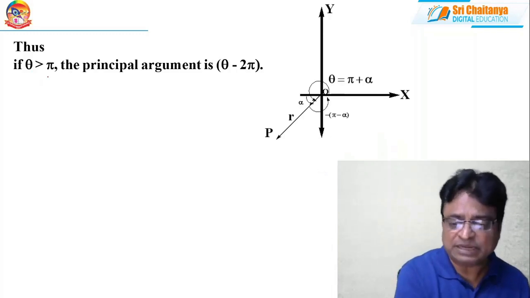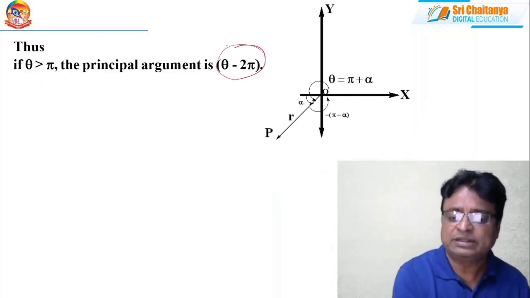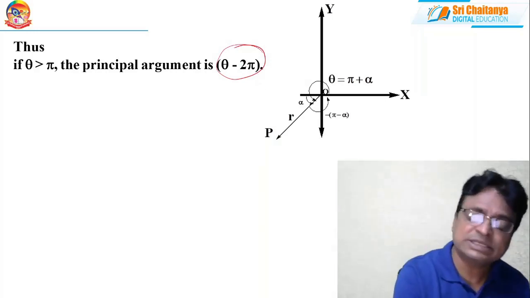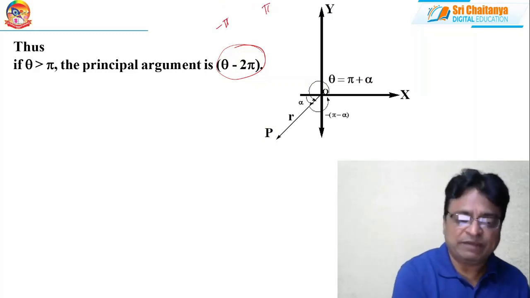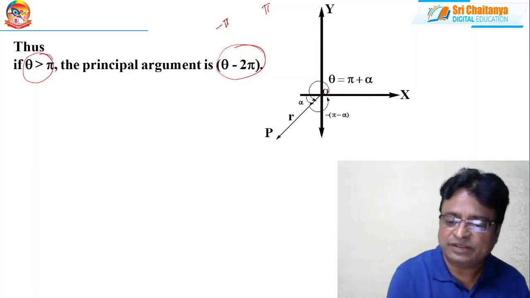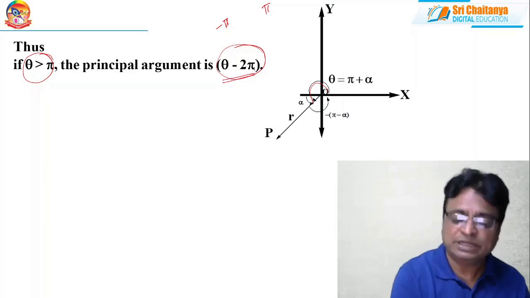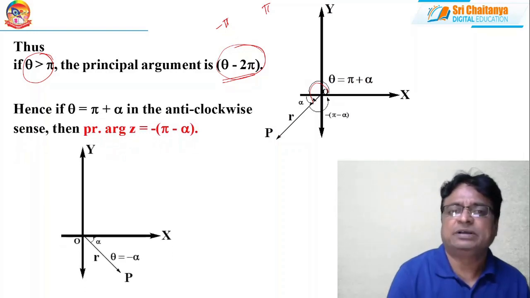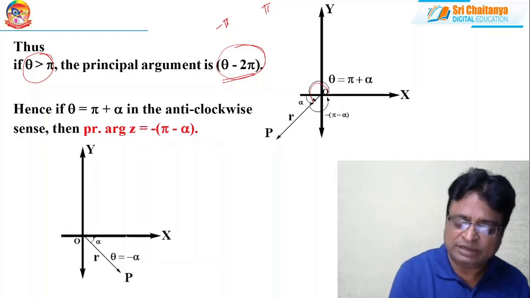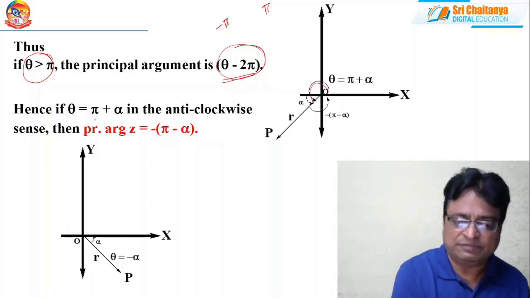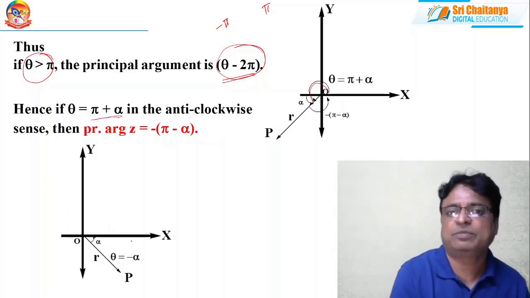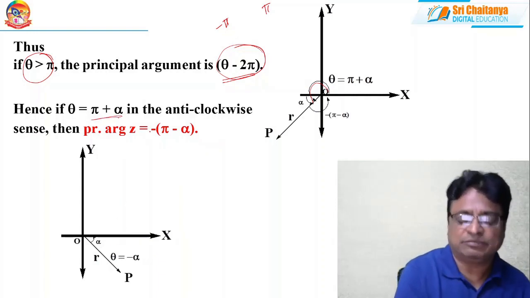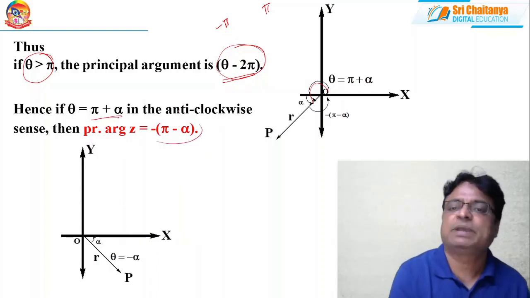If theta is greater than pi, that means if that angle is more than pi, then the principal argument is theta minus 2 pi, because the principal argument always lies between minus pi to pi. That is important. So whenever theta is more than pi, we can represent that angle as theta minus 2 pi. And similarly, if it is in the fourth quadrant, that means if theta is equal to pi plus alpha, then the principal argument of z is minus of pi minus alpha.